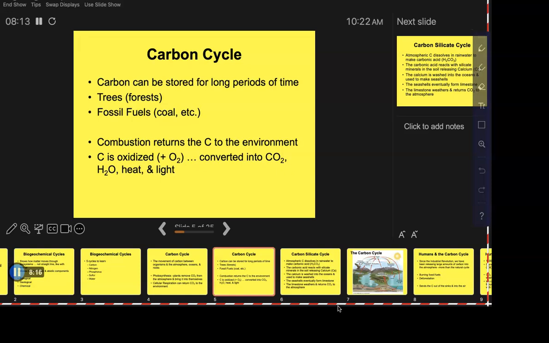So see, it says right there, the combustion returns this carbon to the environment. The carbon is oxidized. Remember, oxidation means adding oxygen into it. So it's turned into CO2.